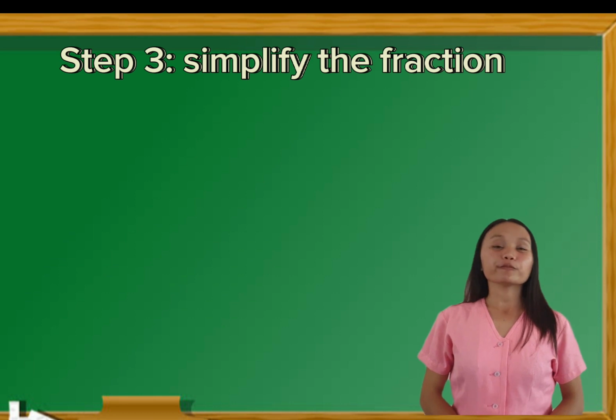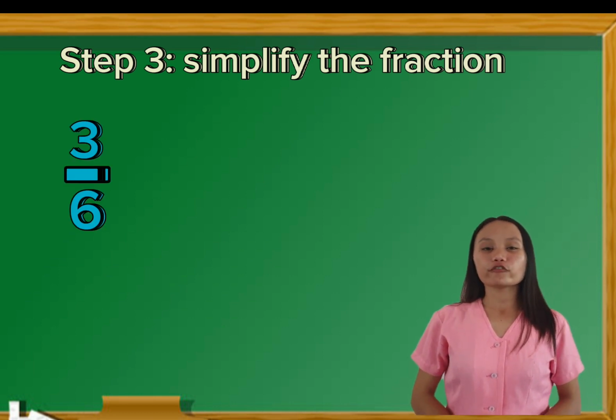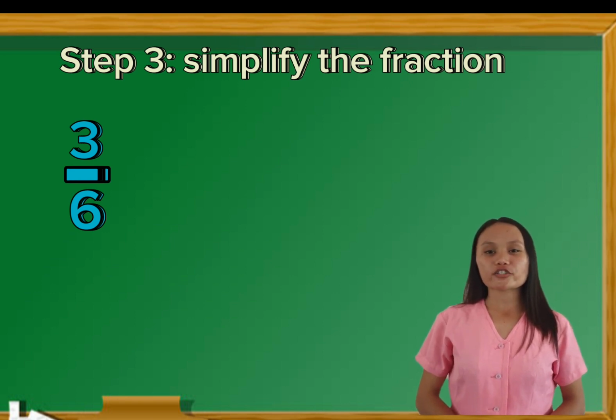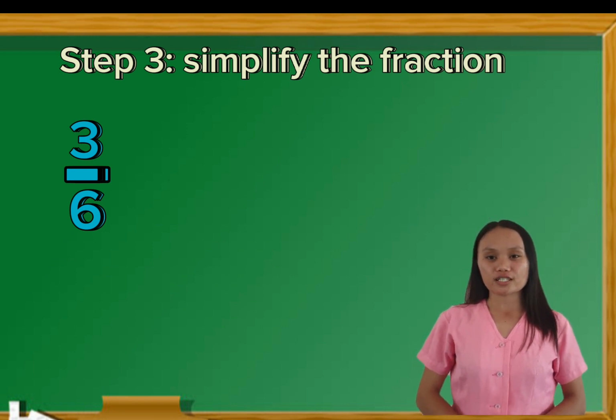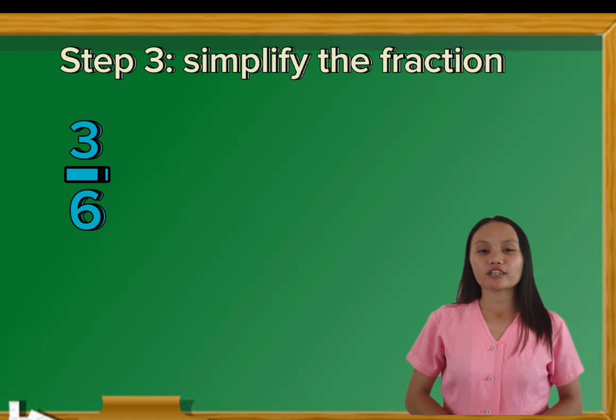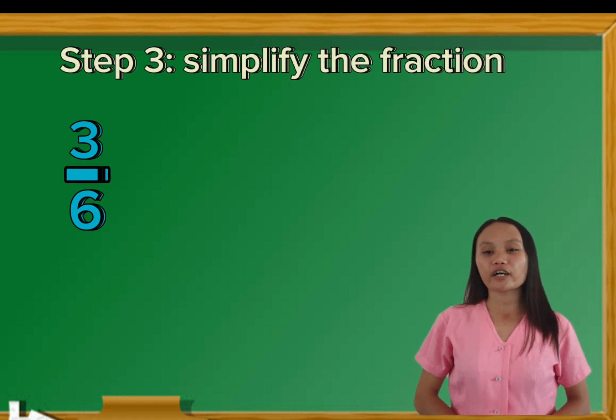Step 3, simplify the fraction. If your fraction contains high numbers, you will need to simplify it. Simplifying involves finding the smallest equivalent fraction possible. In our previous equation, our answer was 3/6. This number seems a bit large, so we'll see if we can simplify it to an easier number.